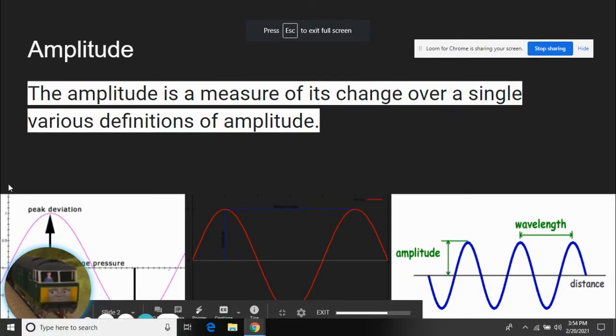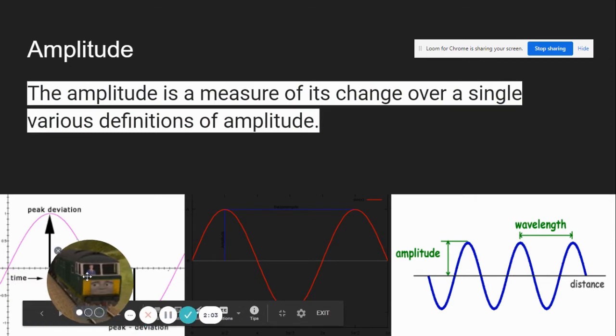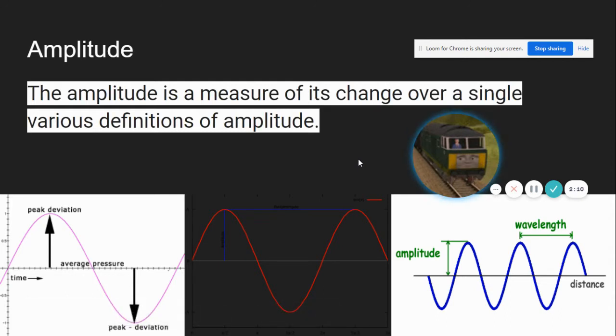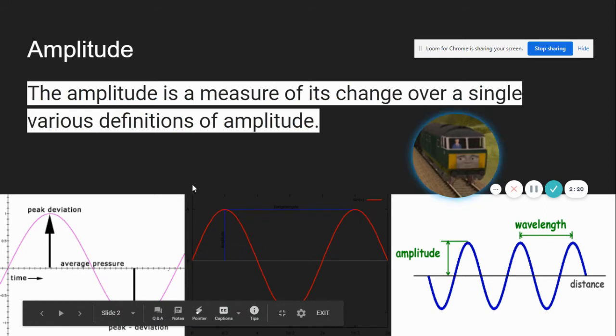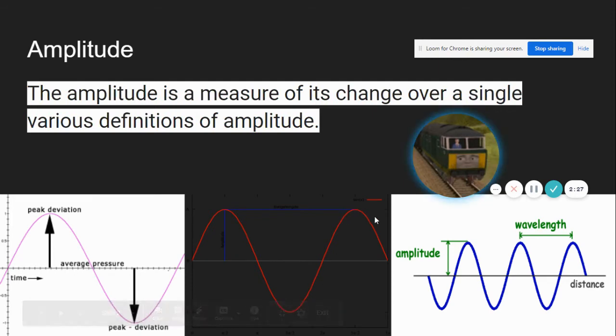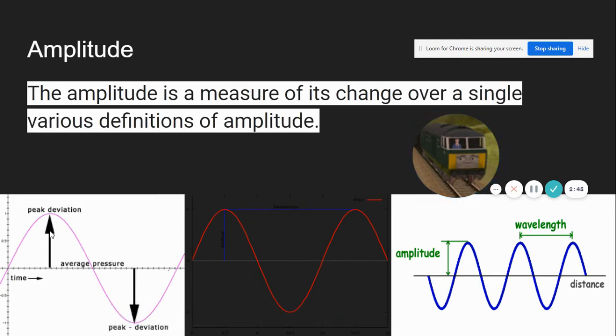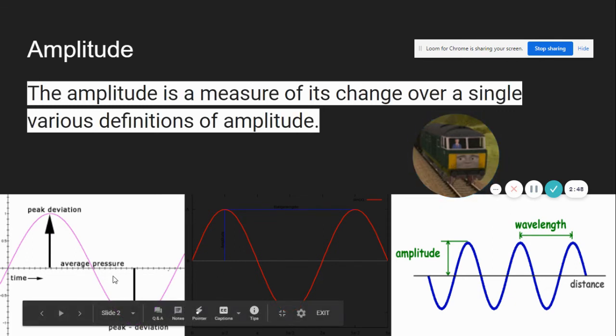I'm going to present this if you don't mind. Here we go. All right, amplitude. The amplitude is a measure of its change over time, with various definitions of amplitude. For example, this is where the line goes down and slowly goes up, all the way up to the normal side. I've seen this kind of line since the first semester, I think. Yeah, definitely. All right, so this is the peak deviation and the average pressure and the peak deviation.